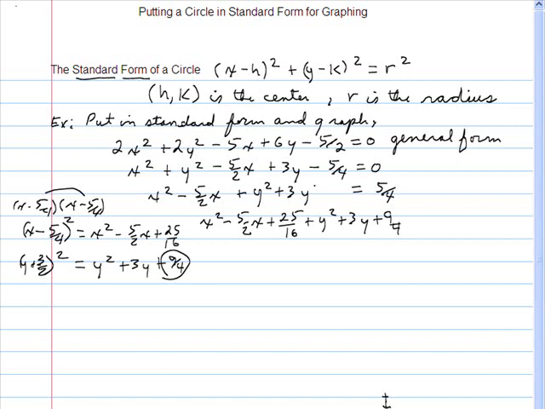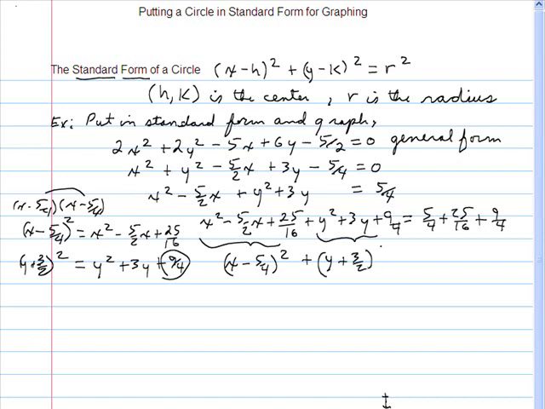Now notice up here these two sides were equal. I have now added 25 sixteenths to the left and I've added 9 fourths to the left. So if I want them to still be equal, I have to add 25 sixteenths to the right and 9 fourths to the right. That gives me, because this is my first perfect square, (x minus 5/4) squared. That's what I wanted, (x minus h) squared, where h is 5/4. Now I go to my second perfect square. This gives me plus (y plus 3/2) squared.